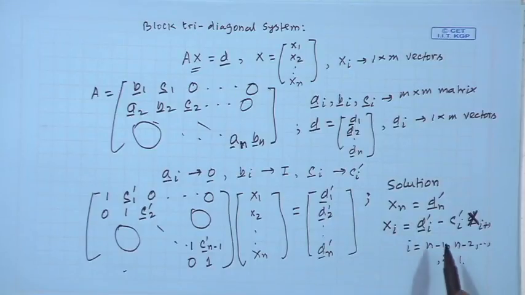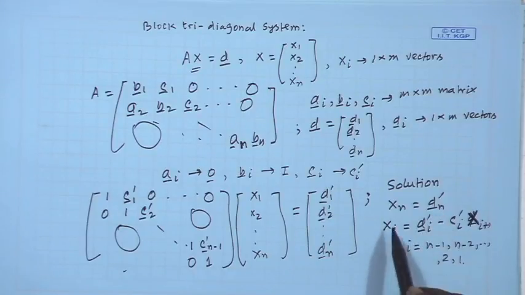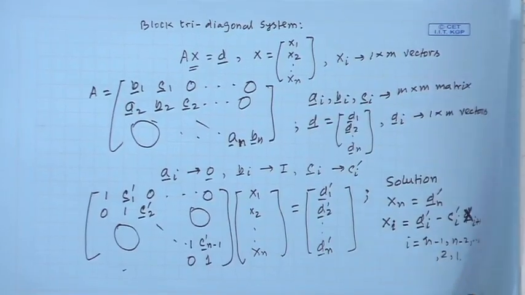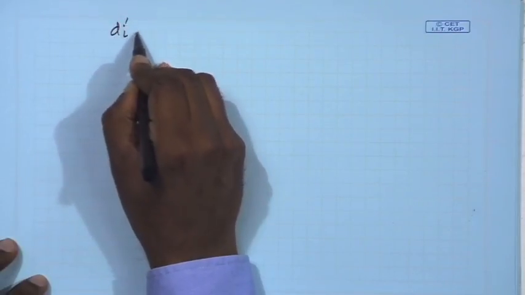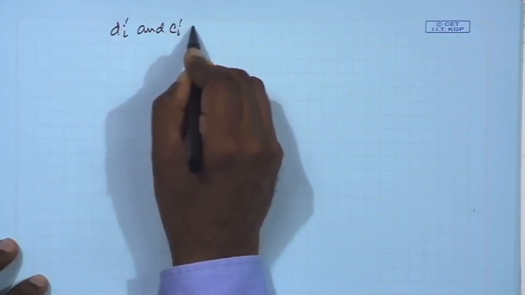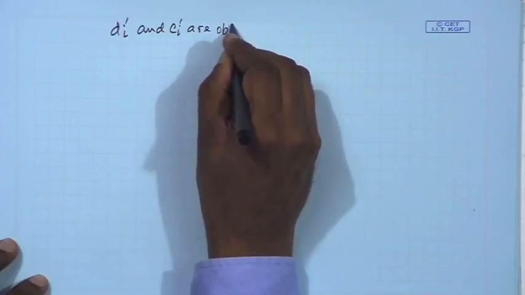Like the Thomas algorithm, the last one we get first, and then subsequently all the other vectors of unknowns. Each of the xi is a 1 cross m vector. Now what remains is how to get this di dash and ci dash. The algorithm gives us the way of finding these di dash and ci dash, which are obtained as follows.